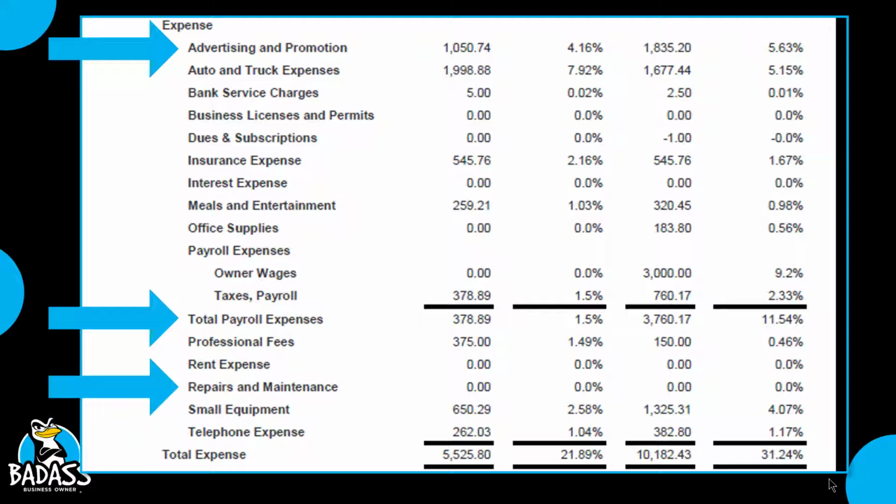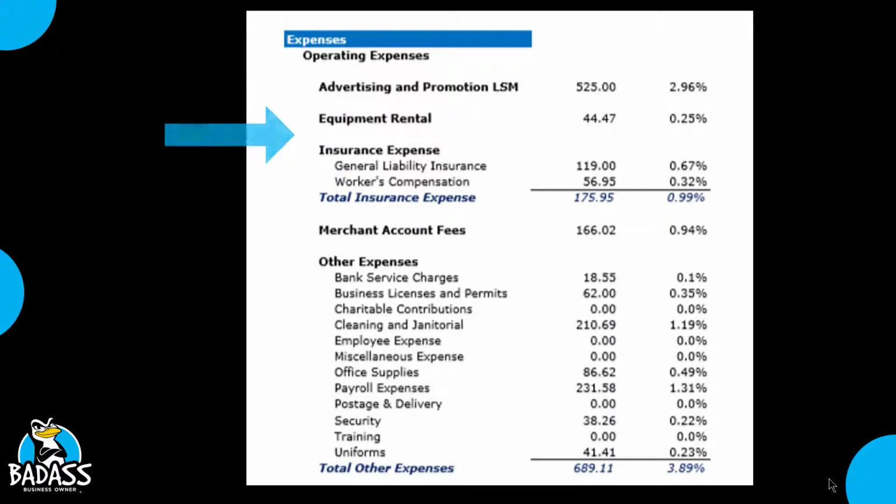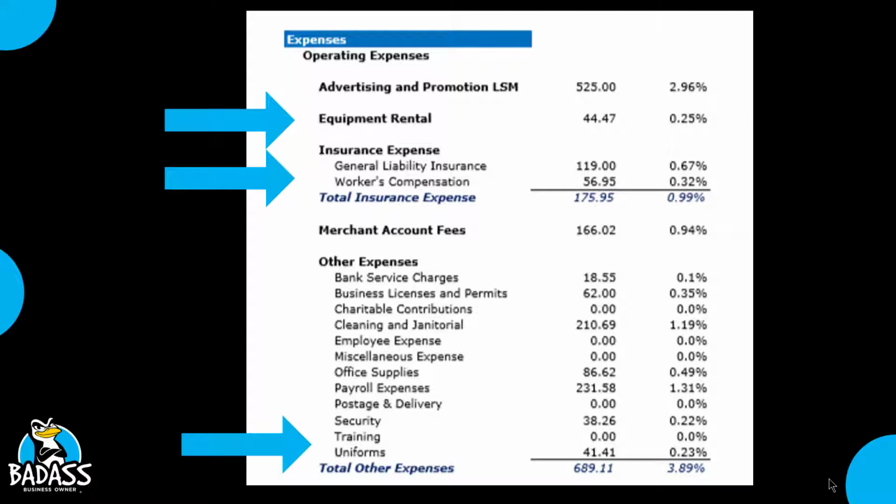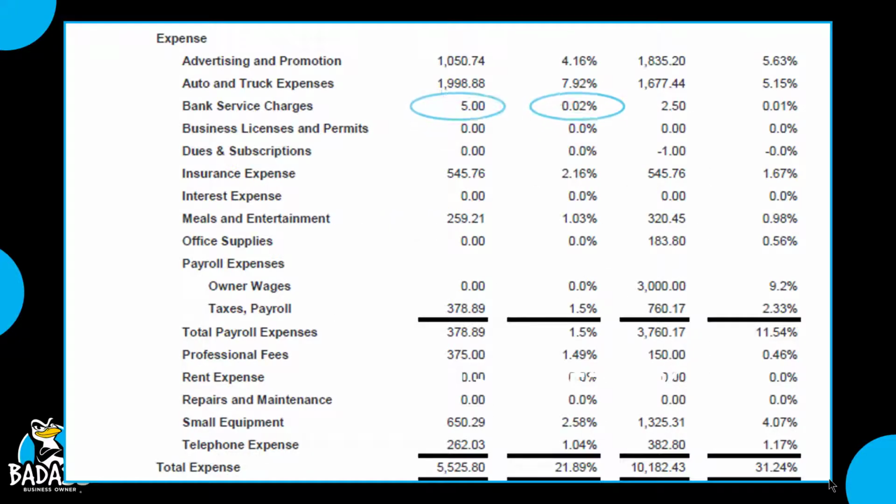We've got repairs and maintenance. There's all kinds of different stuff that is in here. Go over to the ice cream shop. They kind of have the same thing. You'll see there's advertising on there, but we've got equipment rental. We've got insurances. They've got training, uniforms, stuff like that. So it could be all kinds of stuff that add up to being on your expenses on your profit and loss statement.